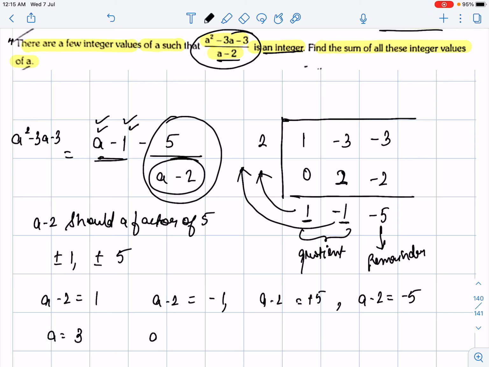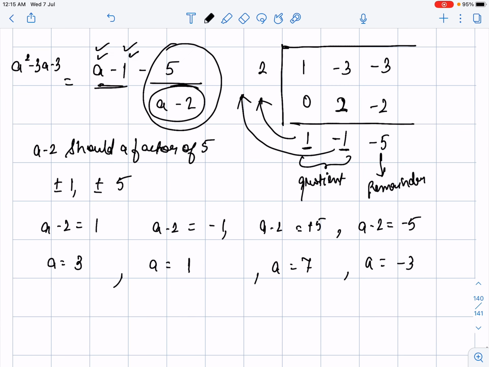So a will become 3 over here, -1 plus 2 will be 1, then a will become 7 over here, then a will become -5 plus 2, that is -3 over here. When we get the values of a we have achieved over here, we get the summation of a as 10 over here. So 10 will be the final answer for this question.